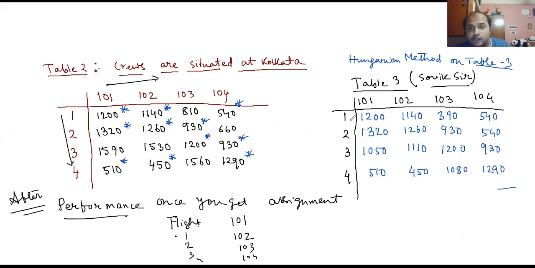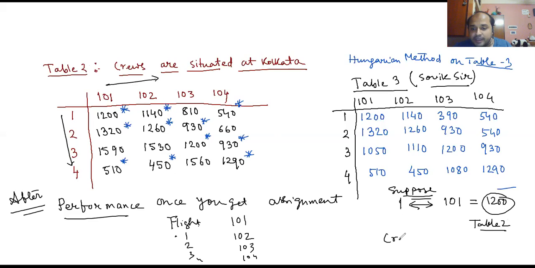That means, suppose you are going to assign 1 to 101. Imagine you are going to get an assignment like this. That means the corresponding value will be 1200. And that 1200 was from which particular table? You got 1200 from table 2, and so therefore your answer will be my crew is based on Kolkata.